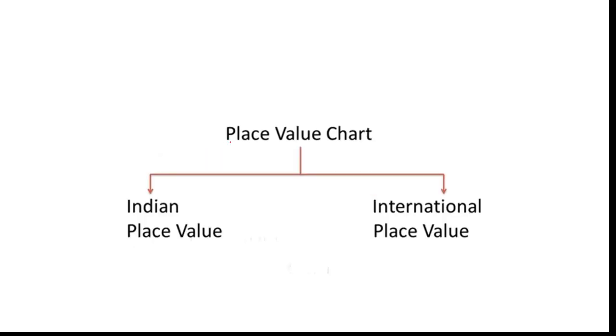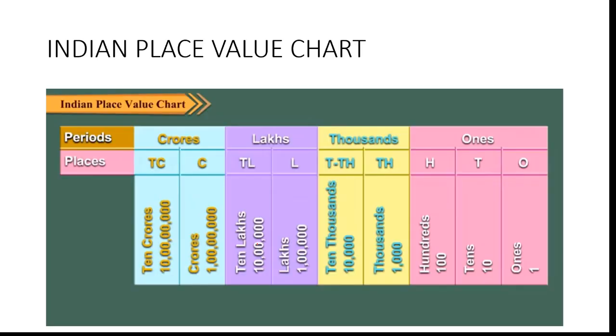Children, we have two types of place value chart. One is the Indian place value chart and the other is the international place value chart. Today I am going to explain how to read and write large numbers using the Indian place value chart. So this is your Indian place value chart, children. Here you can see we have a table, and the first row is of periods and the second row is of places. Now children, you can see 9 places are grouped into 4 periods.